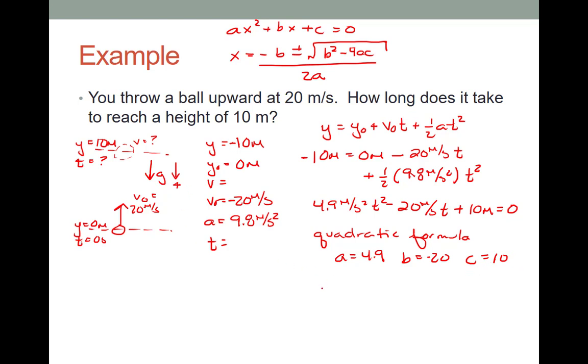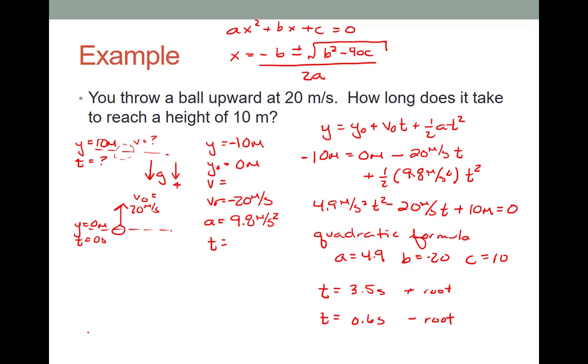Plugging in results in one of two values. I get t equals 3.5 seconds, and that is the positive root. And I get t equals 0.6 seconds, that is the negative root. We now need to identify which of these answers is correct. And depending on your interpretation of the question, they could both be correct.